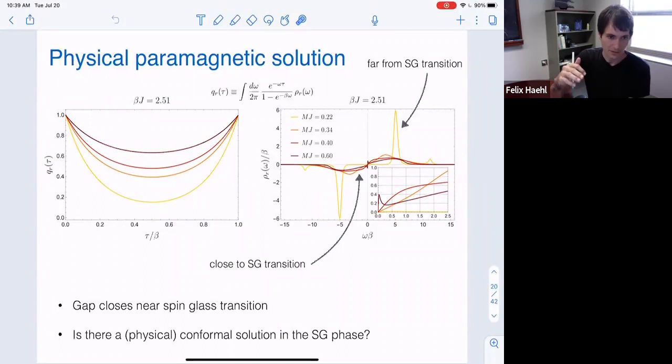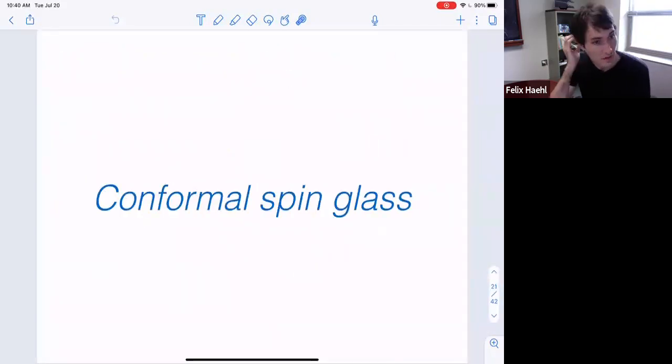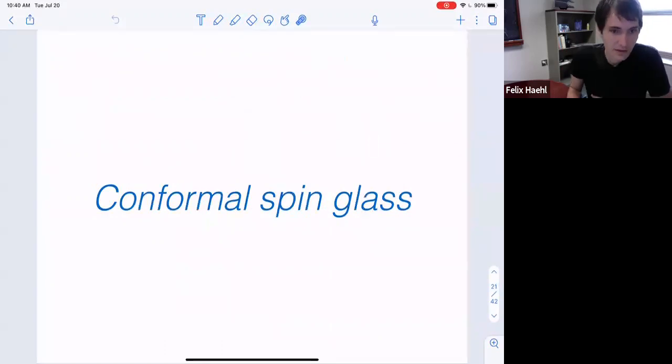So this motivates us to ask that perhaps after you cross the transition, there is actually a gapless solution, a conformal solution to these equations. Okay, so is there a conformal solution in the spin glass phase, and ideally a physical one that's not unstable? And the answer to that is yes. So that's the interesting solution I'm going to talk about now. Are there any questions?